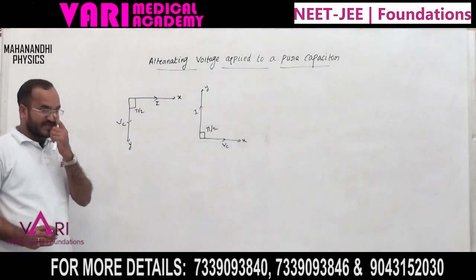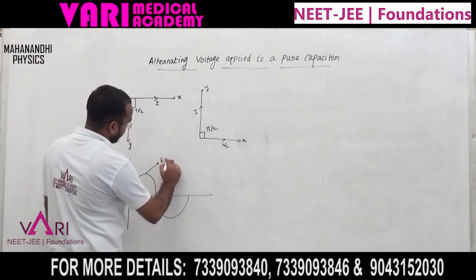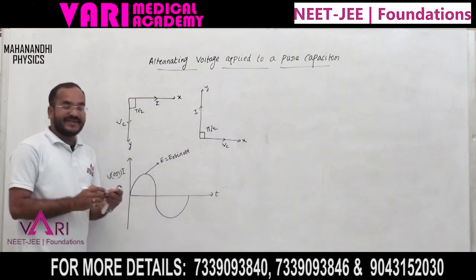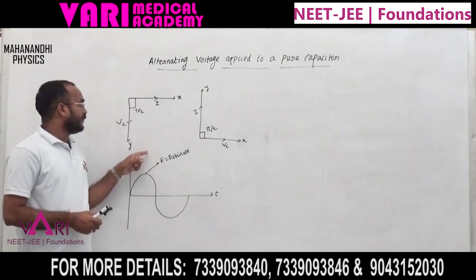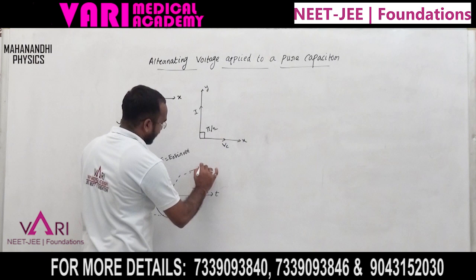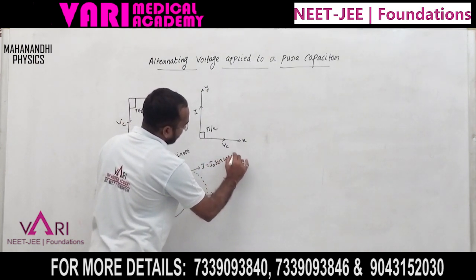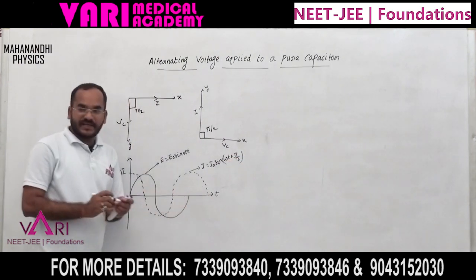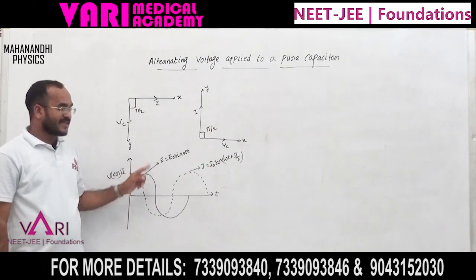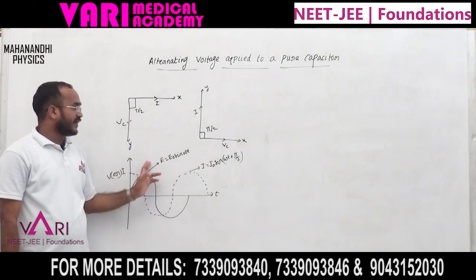Now how to represent the waveform. The potential waveform is E equal to E naught sin omega t, but the current leads the potential by 90 degrees. The dotted line is I equal to I naught sin omega t plus pi by 2, because the current leads by 90 degrees, while the potential lags by 90 degrees. This is the comparison of the current and potential.